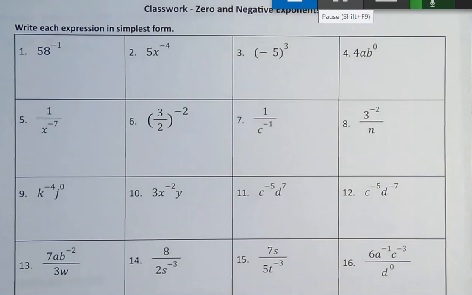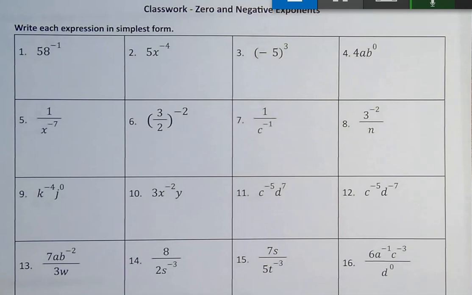All right, so we're going to look at the classwork on zero and negative exponents. I will talk quickly maybe on each of these problems, and you can check your work and let me or your other math teachers know if you have questions.